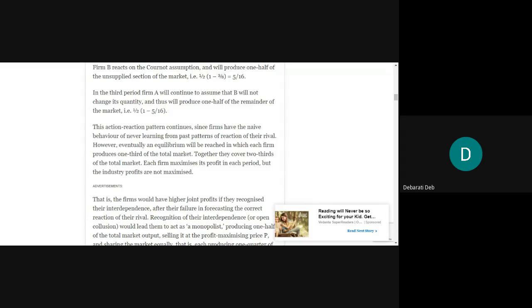And this is called a pattern of never learning. The farms never learn from the past patterns of reaction of their rivals. They never learn that their rivals are also reacting. They only understand that they themselves are reacting. Okay, and that is the reason this pattern is called the action reaction pattern, and eventually an equilibrium will be reached in which each farm produces 1/3 of the total market. Together they cover 2/3 of the total market. Each farm maximizes its profit in each period, but the industry profits are not maximized.